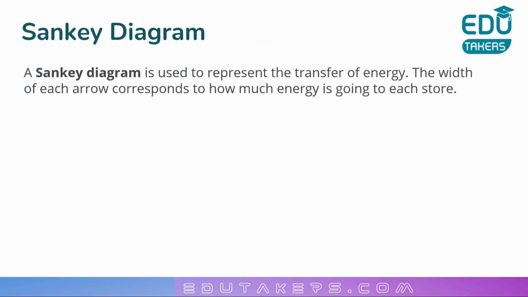To visualize the flow and transformation of energy, we turn to the Sankey diagram. This powerful tool represents energy transfers, with the width of each arrow mirroring the amount of energy moving to each store. It's a visual symphony of energy efficiency, showing us at a glance where energy is allocated, used, and lost.